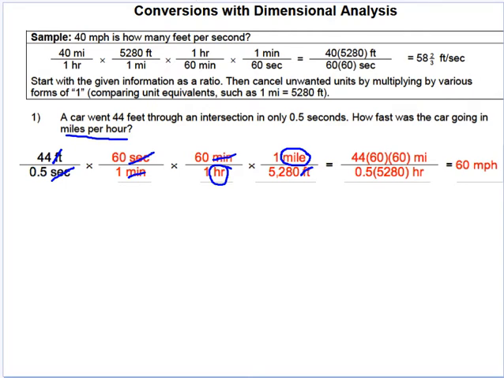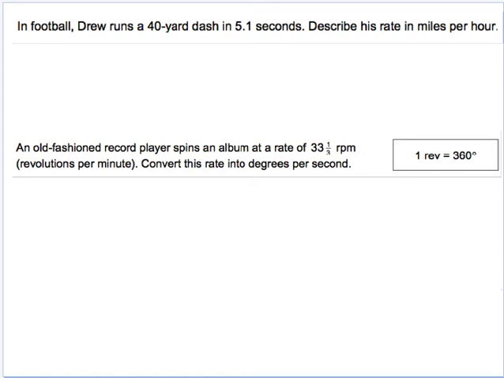I do want to show you some of the problems you're going to have for your warm-up problems tomorrow. You'll have this one where you have, in football, Drew runs a 40-yard dash in 5.1 seconds. Describe his rate in miles per hour. So very similar to the example problem. Just convert, this time you're converting yards into miles. I will tell you it's easier to first convert yards into feet and then feet into miles.